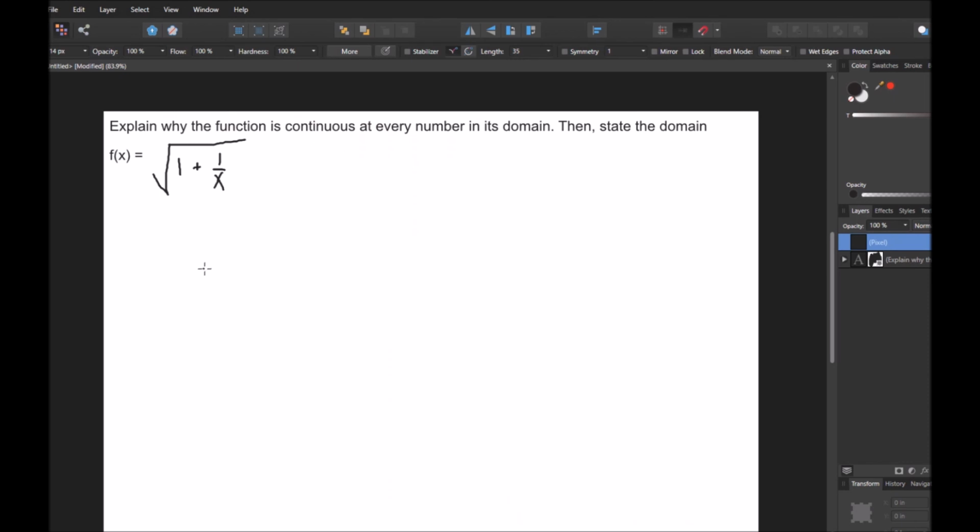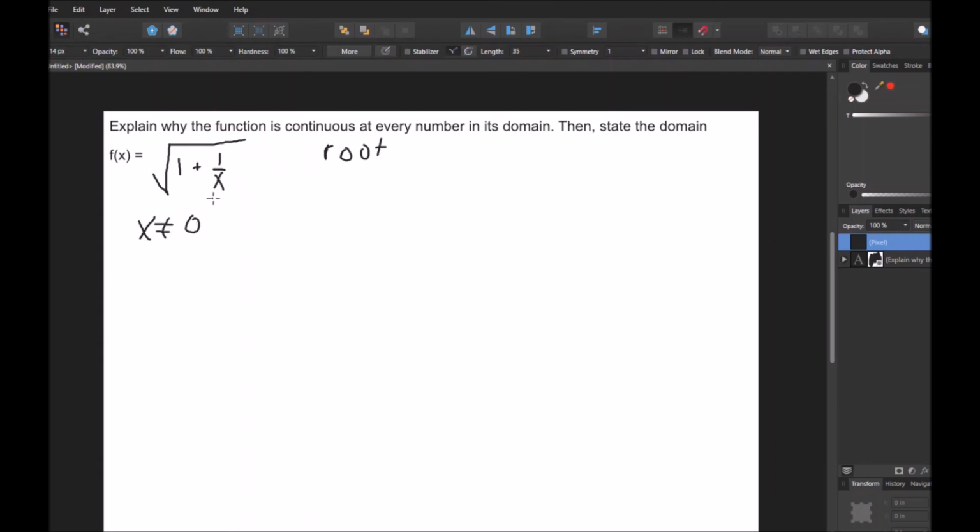Okay, so in this next question we're asked to do the exact same thing. Our function now is f of x equals the square root of 1 plus 1 over x. So this is continuous because it's a root function, and as we know from earlier, root functions are continuous at every number in their domain. So as for the domain, let's see what the domain is. The first thing I'm going to look for is any number that would make this fraction here undefined, and that would be 0. So x cannot equal 0.